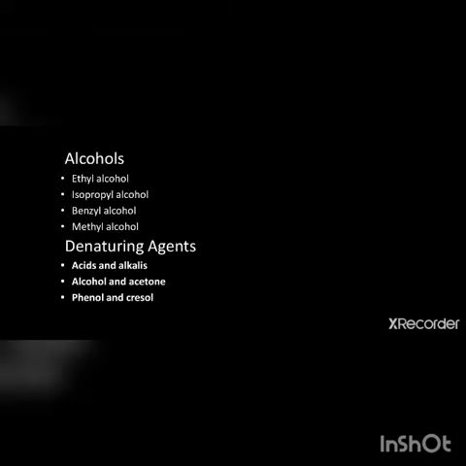Alcohols dehydrate cells, disrupt membranes, and cause coagulation of protein. Under alcohols, there is ethyl alcohol used as a skin antiseptic, isopropyl alcohol, which kills bacteria, benzyl alcohol used for preservation, and methyl alcohol, which kills fungi and spores, used in disinfecting and inoculating foods. Denaturing agents include acids and alkalis, alcohol and acetone, phenol and cresol.